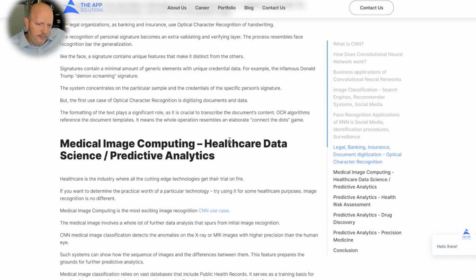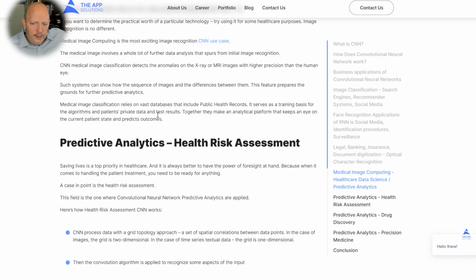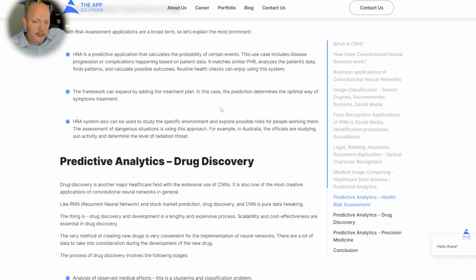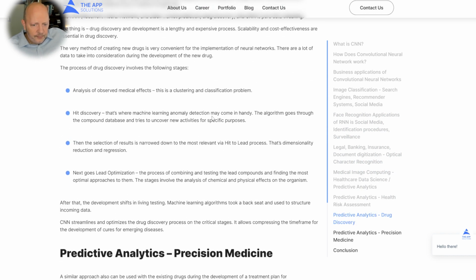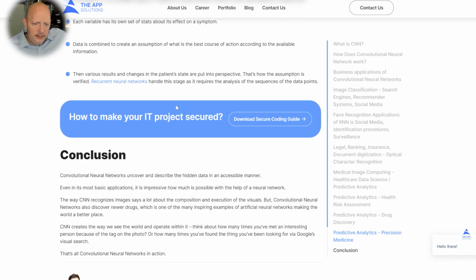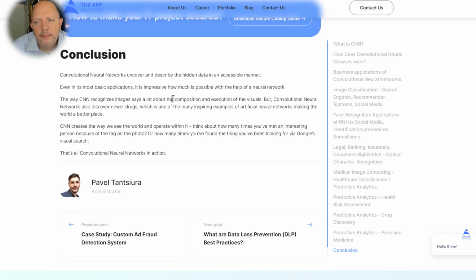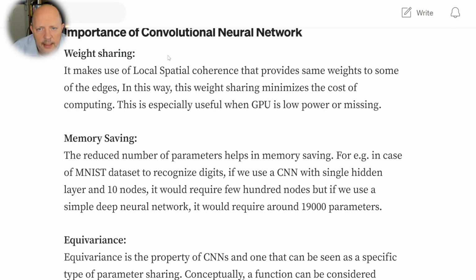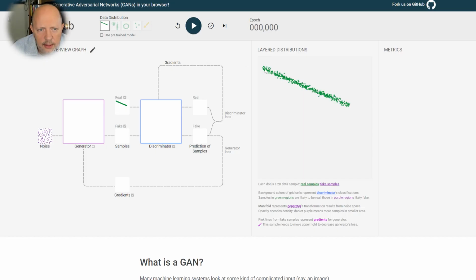And I mean, medical health care, risk assessment, not just in this, drug discovery, predictive medicine. So I think that is most of the CNN. So this stops the CNN part.